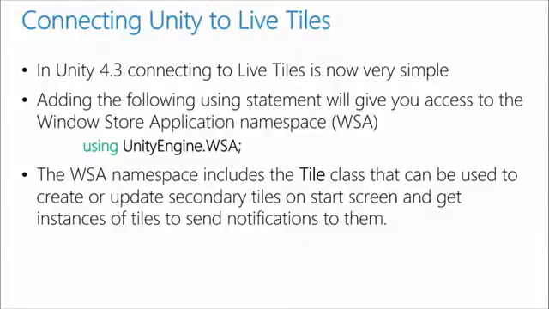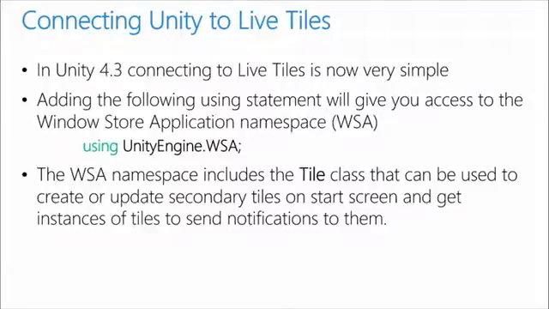Okay, so now let's take a quick look at connecting Unity to live tiles. And honestly, in Unity 4.3, connecting to live tiles is extremely simple. All we really have to do is add the following using statement here that allows us to have access to that Windows Store application namespace. So all we do at the top of our code is add using UnityEngine.WSA, which stands for Windows Store Application.